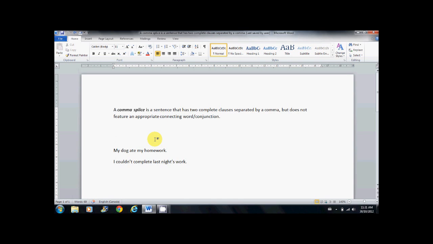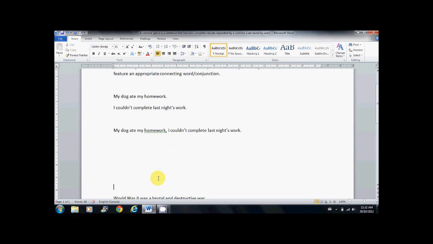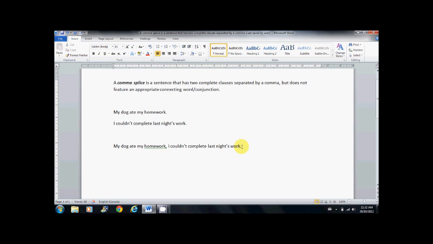So let's take a look at these two sentences right here. My dog ate my homework. I couldn't complete last night's work. So these are two simple sentences. They both have a subject, my dog, and I, and they both have verbs, ate and complete. So if I combine them, that combination might look a little like this. My dog ate my homework, I couldn't complete last night's work.